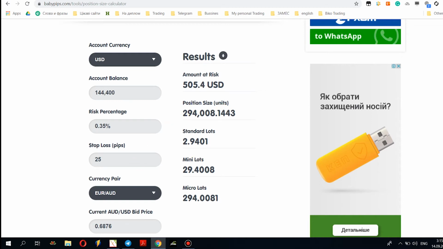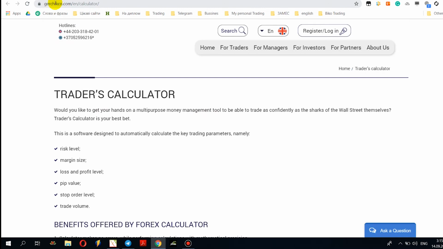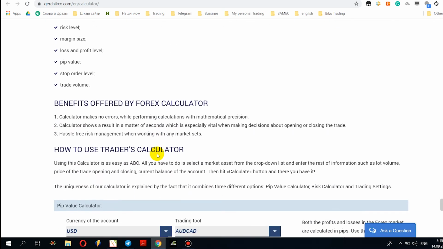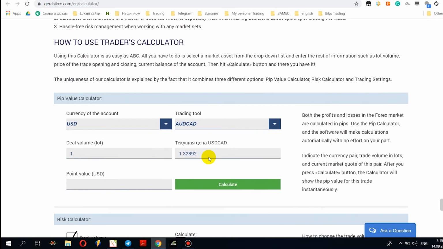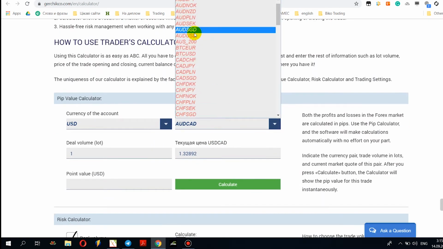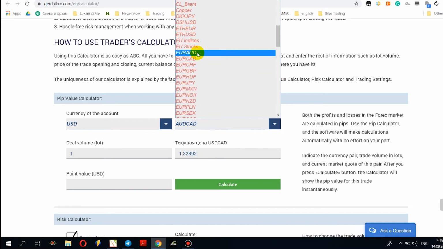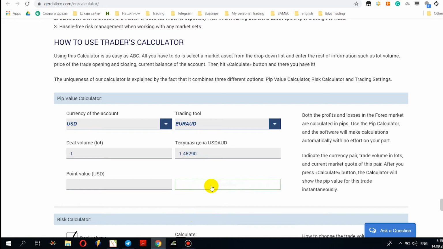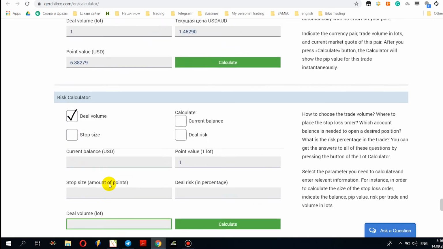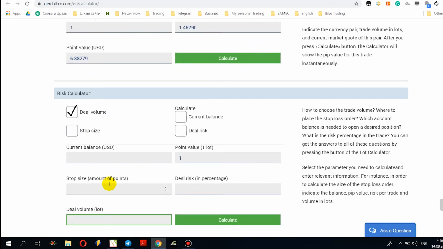The second service which I use to calculate risk per position is gerchik.co.com. The process is similar to babypips. First step, we count pip value. As we spoke before, let's imagine we trade the same currency pair, Euro Australian dollar. It's here. Push calculate. The point value is 6.88 USD. We should remember this number because we will use it in the future.